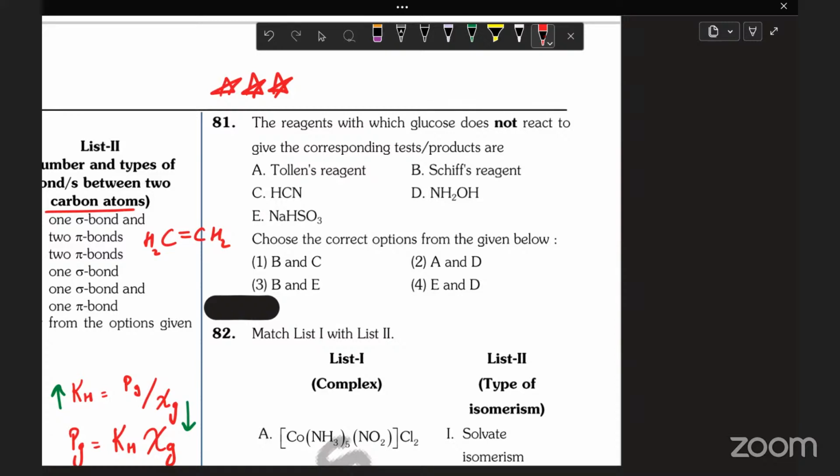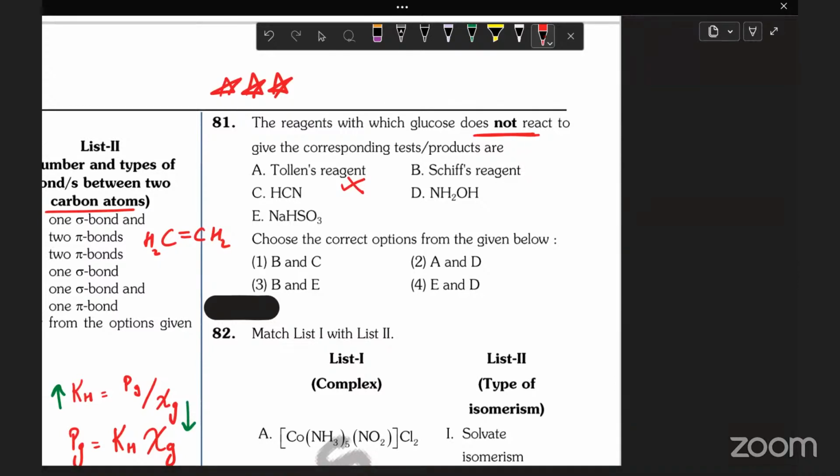All right. So Tollens' reagent, the glucose has the aldehyde group. The cyclic form, when it converts into the linear molecule, the aldehyde group will get oxidized. So yes, this will react with glucose. But the question says does not react, right? So this is not the right option.